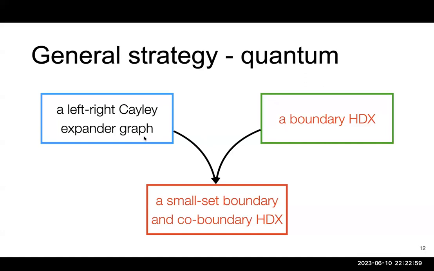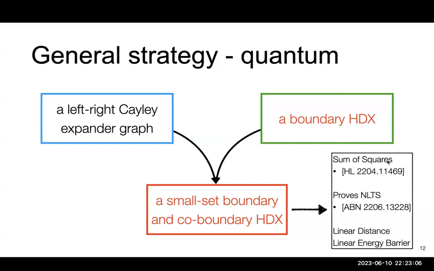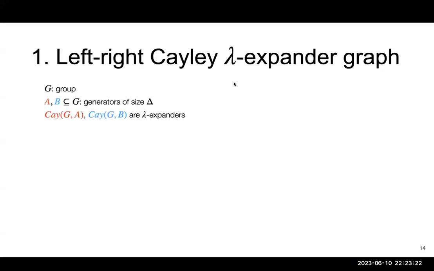And when you combine with the graph, you get a small set boundary and co-boundary expansion. That's essentially what implies all these results, including sum of squares, NLTS, and linear distance. And in fact, recently we also learned that this also implies linear energy barrier. So let's review each component. First, let's start with the graph.